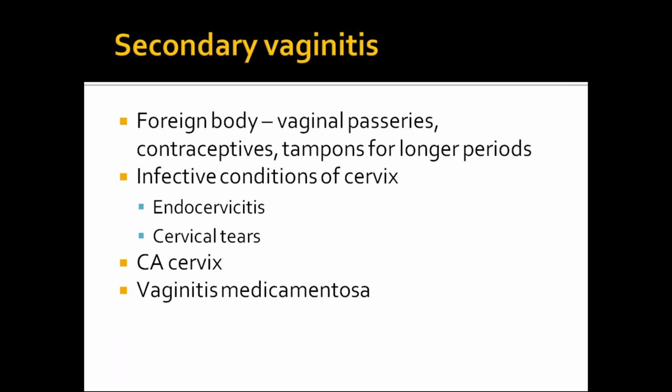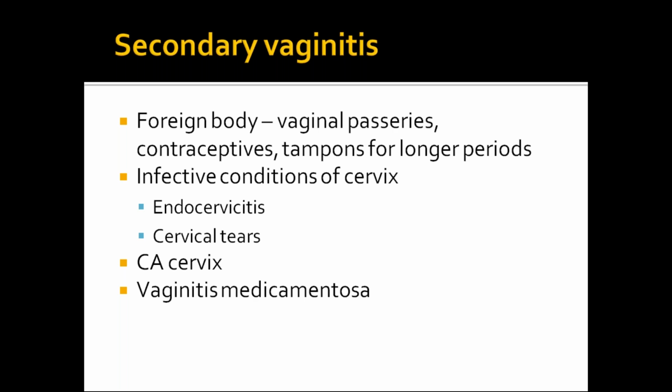And what is secondary vaginitis? Secondary vaginitis is the pathology where the primary cause is not in the vagina, but because of secondary reasons there is infection or inflammation of the vagina. So there is foreign body because of vaginal pessaries, because of treatment in the prolapse or a retroverted uterus, and contraceptives, tampons when used for prolonged periods, and then there are infective conditions of the cervix.